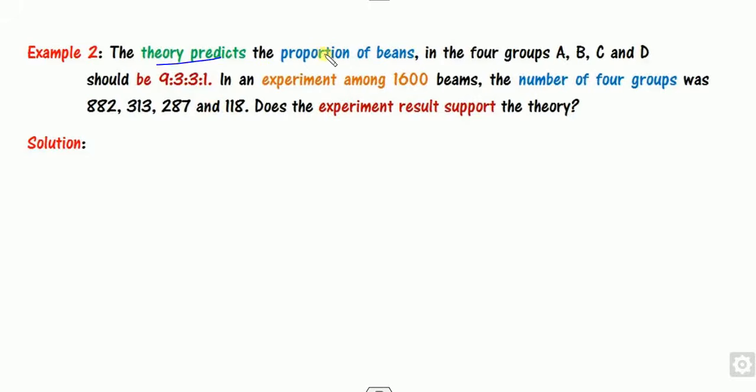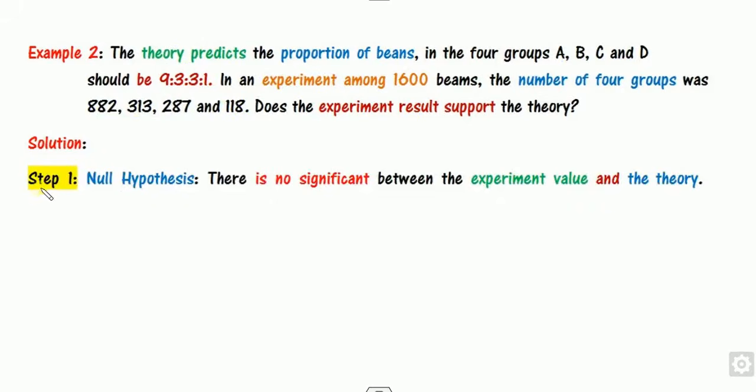A theory predicts that the proportion of the beings in the 4 groups A, B, C, D are in this ratio. So this is a theory. In the experiment, among these 1600 beings, the numbers in the groups are this, this and this. Does the experiment result support the theory? It means the experiment gets these results while the theory says 9, 3, 3 and 1, so do they believe they are the same. So define step 1, the null hypothesis: assume that there is no significant difference between the experiment and the theory.